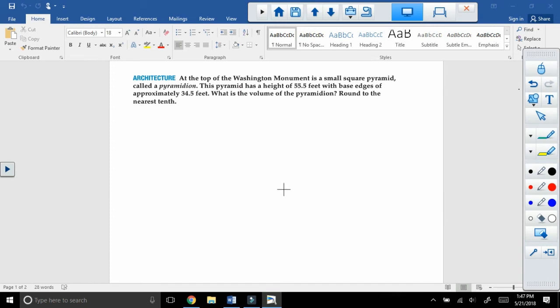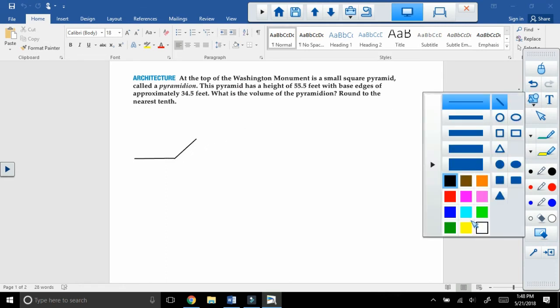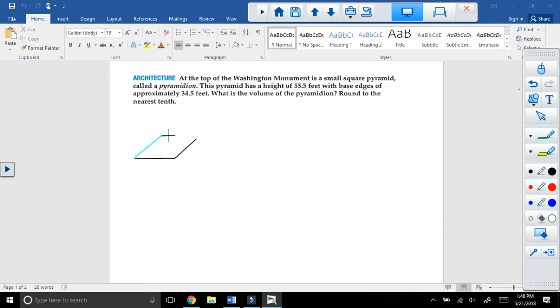And then this last example says, on top of the Washington Monument is a small square pyramid called a pyramidion. This pyramid has a height of 55.5 feet with base edges approximately 34.5 feet. What is the volume of the pyramidion? Round to the nearest tenth. So if you've ever been to Washington, D.C., or maybe just seen a picture, you have this pyramid. And again, I don't think this lets me do dotted lines, so I'll just do this as like a different color.